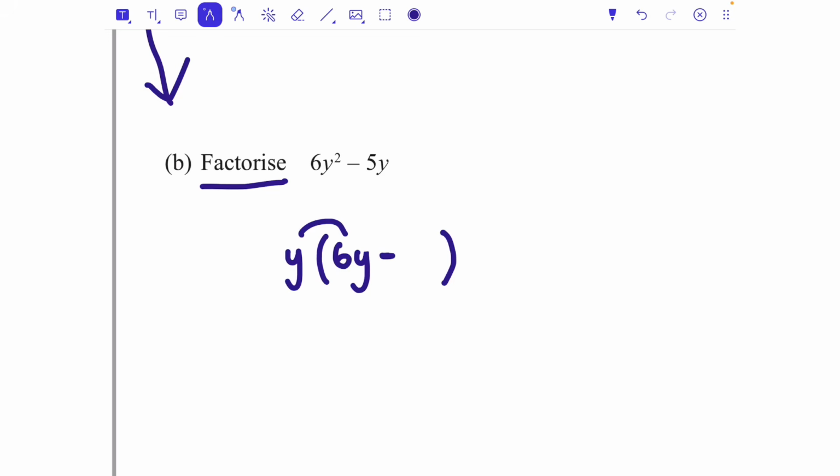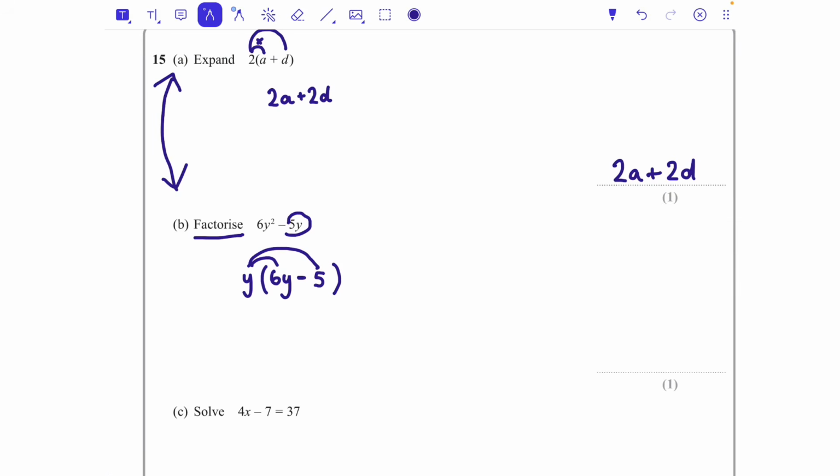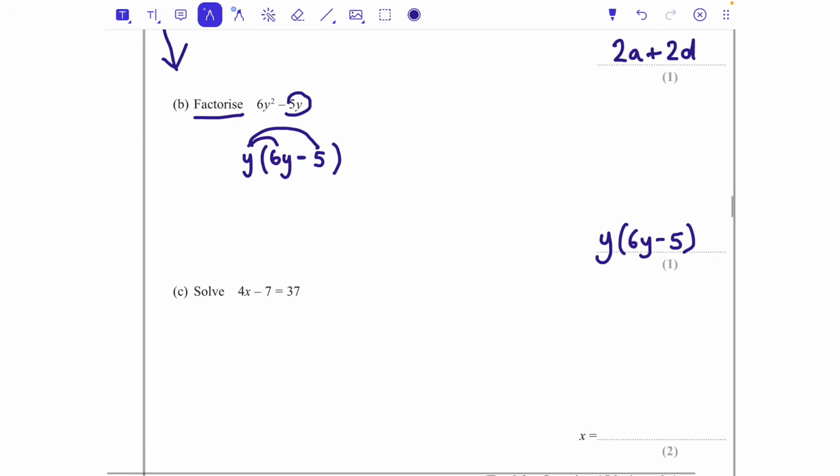Minus, because there's a minus in the question there, y times what is going to get me the 5y, so I'm going to need to put a 5 there. And that's now factorised. You can check by timesing it back out, but you should get what you've been given, y(6y minus 5). Okay, and then solving the equation.